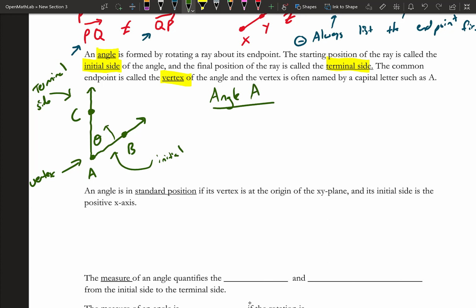This angle A here, we can rewrite a couple of ways. I can call this angle A. This is like an angle symbol. I could call this angle BAC. I could call this angle CAB. I could also call this angle theta. So these are four different ways that I can name this angle symbolically. Some notes here is that it's important that the vertex is always in the center.